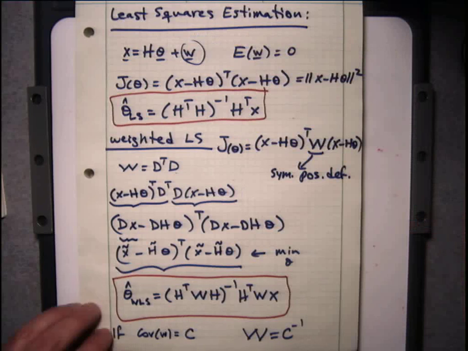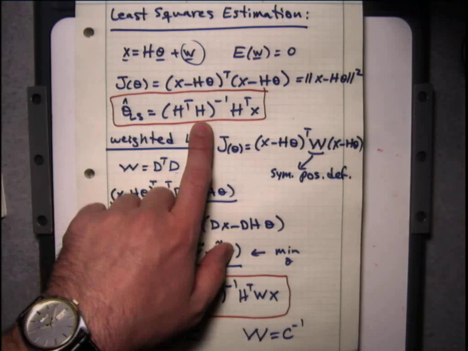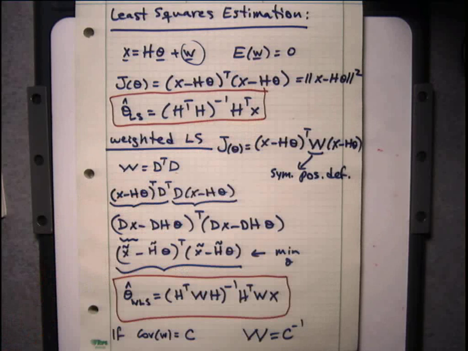Going back to this, just to remind you, the least squares solution coincides with the maximum likelihood solution when the noise is Gaussian zero mean. And that also, of course, coincides with the minimum variance unbiased estimator, again, if the noise is Gaussian. But in order to arrive at this, the only assumption we made was that the noise was zero mean, period.